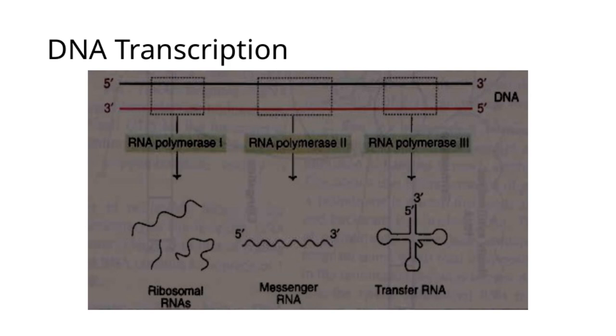The enzyme RNA polymerase plays a central role. It binds to the DNA at a specific region called the promoter, and then unwinds the DNA strands. As it moves along the DNA, it synthesizes a complementary RNA strand, matching the DNA bases with their RNA counterparts. Remember, adenine pairs with uracil in RNA, replacing thymine.